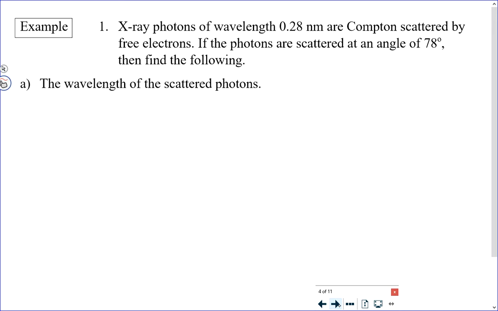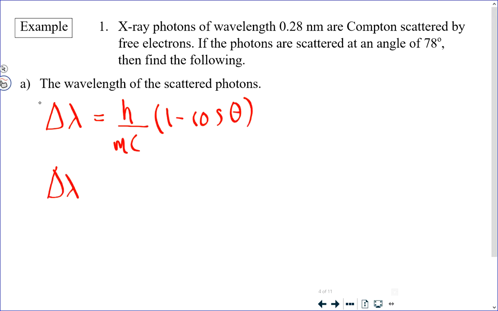X-ray photons of a wavelength 0.28 nanometers are Compton scattered by free electrons, and the photons are scattered at an angle of 78 degrees. What's the wavelength of the scattered photons? So what we can do to begin with is find the wavelength shift, or the change in the wavelength of the photon, by using the formula h over mc multiplied by 1 minus cosine of theta.